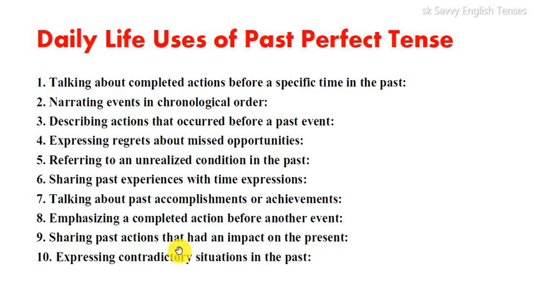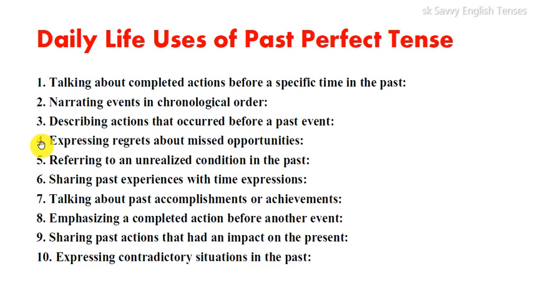Okay, so let's discuss the practical uses of the past perfect tense. Number first is talking about completed action before a specific time in the past. Number second is narrating events in chronological order. Number third is describing action that occurred before a past event. Number fourth is expressing regrets about missed opportunities.